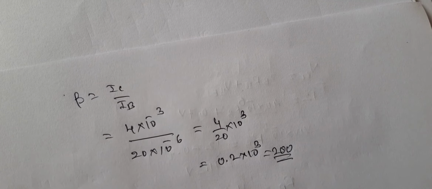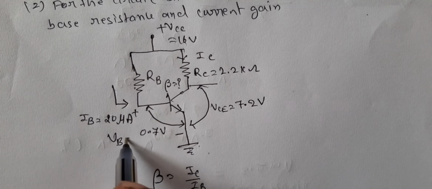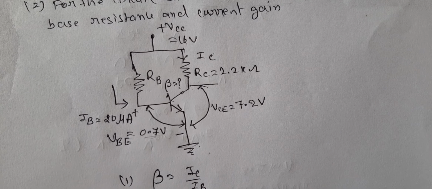Next, once you know the current gain, you have to calculate base resistance RB. How do you calculate base resistance? See, from here to here, the applied voltage is 16 volts. This 16 volts is equal to the voltage drop across this plus the voltage drop across this. That is VCC, 16, is equal to the voltage drop across this, IBRB, plus VBE. I will call the base emitter voltage VBE. It is given as 0.7 volts.